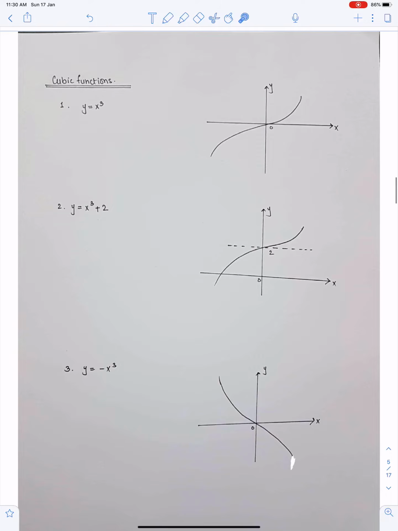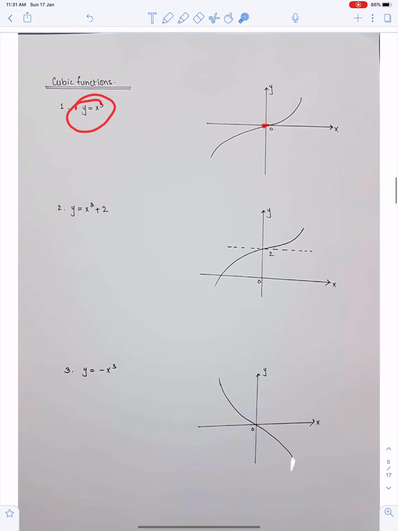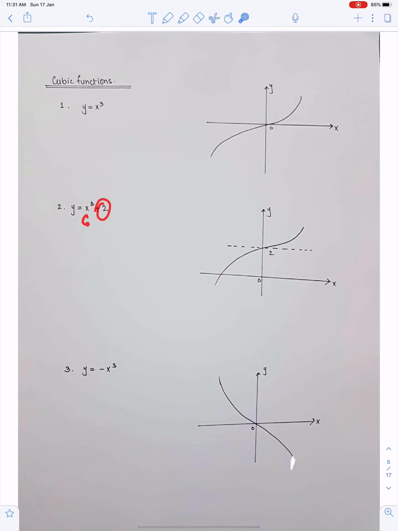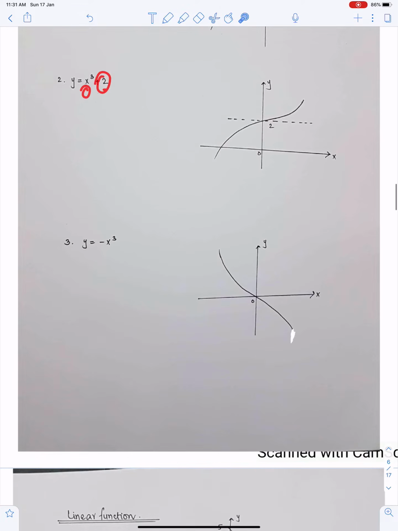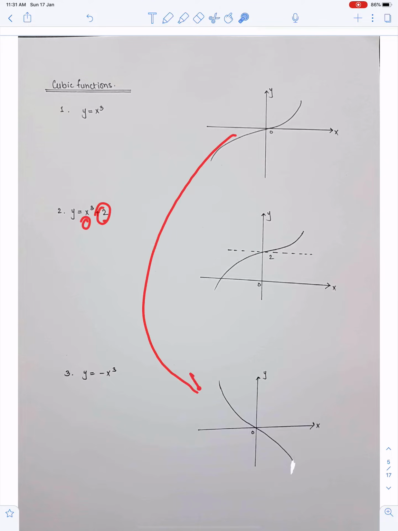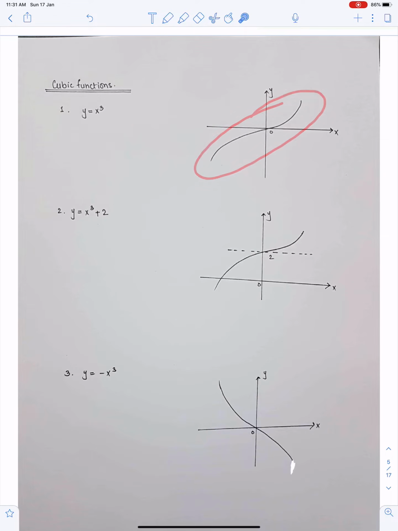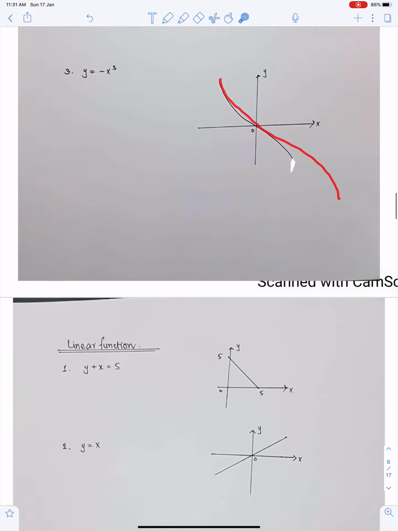Cubic functions. Positive x cube. This is the way to sketch positive x cube. And this is the way to sketch positive x cube plus 2. It will be sketched from 2, because this number is 2. When you will put 0 here, you'll get 2. Minus x cube is the opposite of this sketch. You need to reflect this sketch about y-axis.